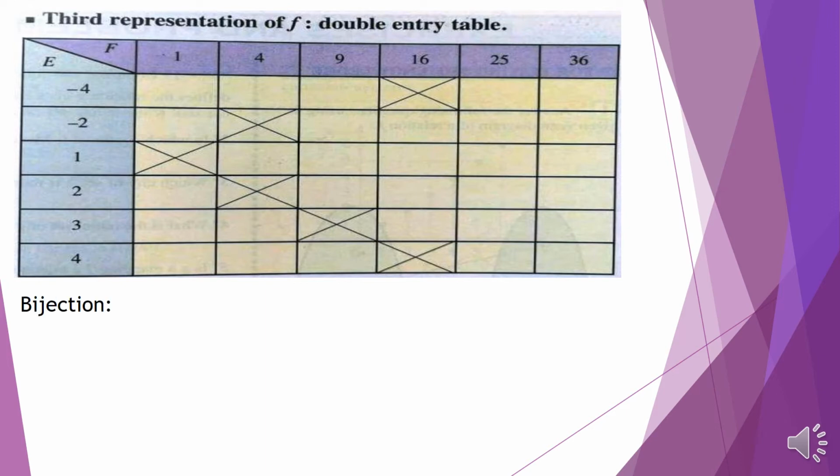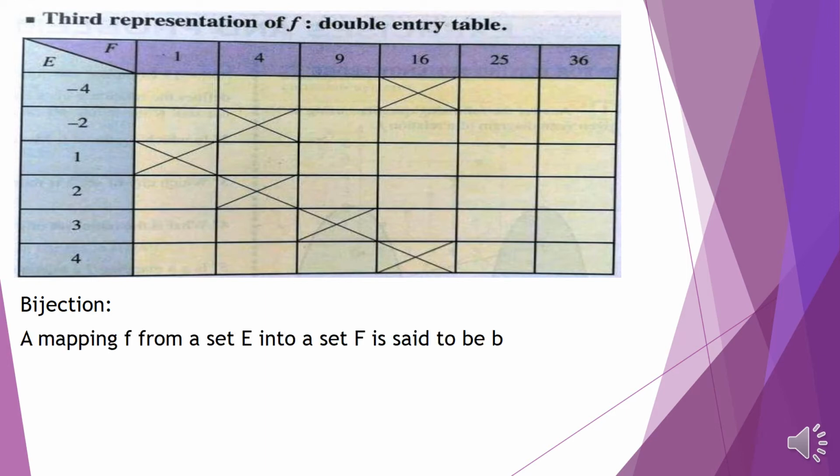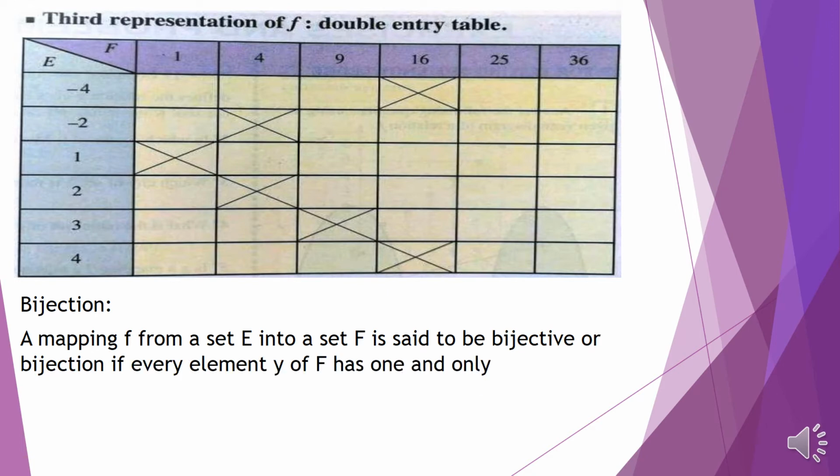Bijection. When is the relation said to be bijective? A mapping F. First it must be a mapping, to see whether it is a bijection or not. If it is not a mapping, we do not say bijection; it is not a bijection. When the relation is a bijection, first it should be a mapping.